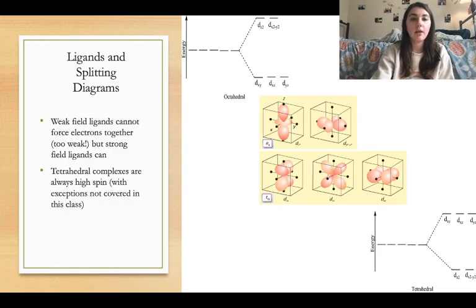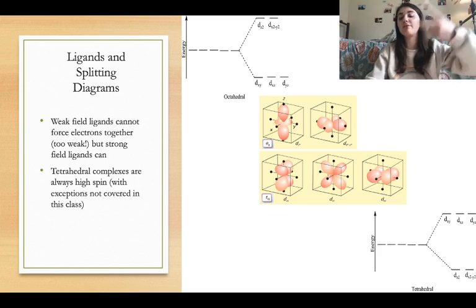Our favorite thing: ligands and splitting diagrams. Love these. They're our favorite thing in the world. They're super duper confusing. We hate to love them. Someone asked me a very good question: why, in octahedral complexes, are the z squared and the x squared minus y squared orbitals higher in energy? And that's basically flipped for tetrahedral.